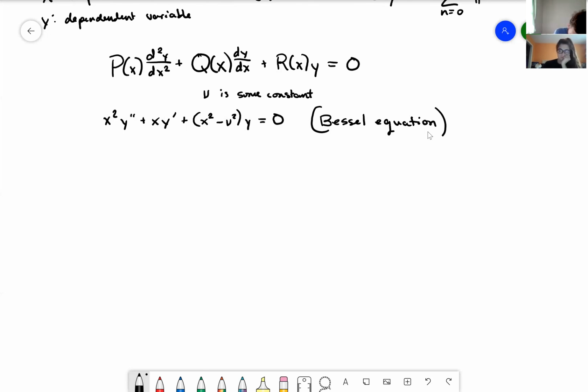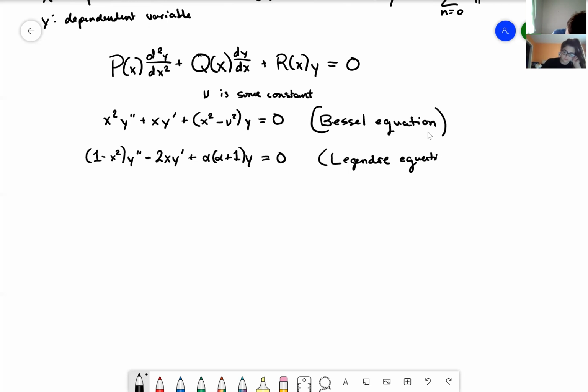There's also the example of (1 minus x squared) y double prime minus 2x y prime plus alpha times (alpha plus 1) y equals 0. In my defense, I think I took quantum mechanics in 2004, so it's been a while. And this is the Legendre equation. Again, a very important one that comes up in mathematical physics.